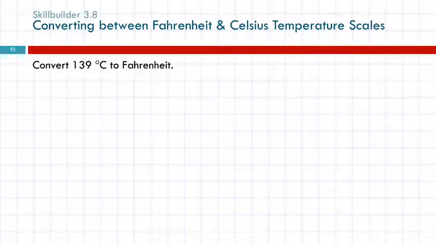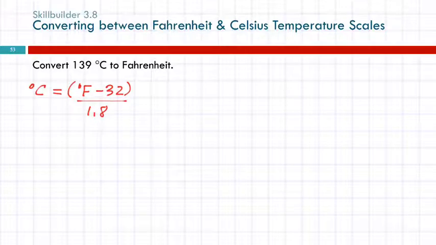Okay, so let's convert 139 Celsius to Fahrenheit. So we're going to need the equation. And the equation is degrees Celsius is the temperature in Fahrenheit minus 32 divided by 1.8. So here again, we've got the equation giving us Fahrenheit and Celsius, but it's not set up right. We want to know degrees Fahrenheit equals what? So we have to rearrange this equation.